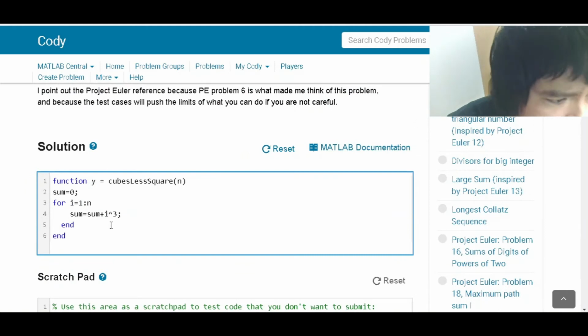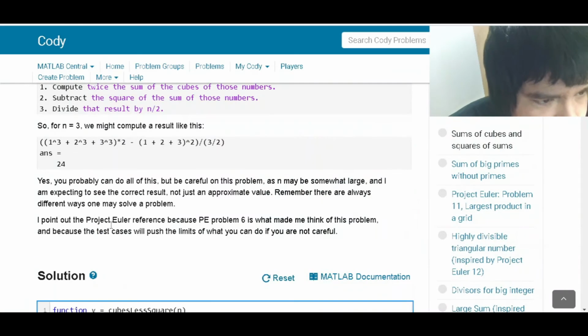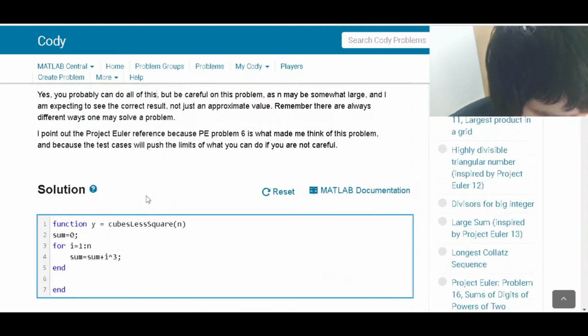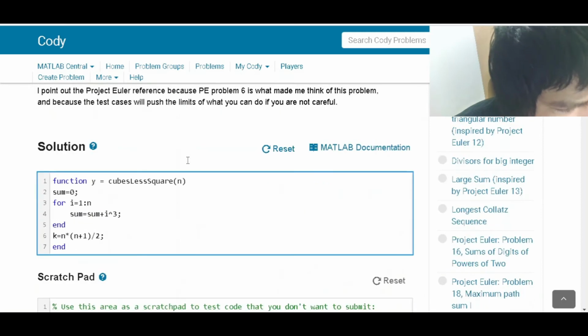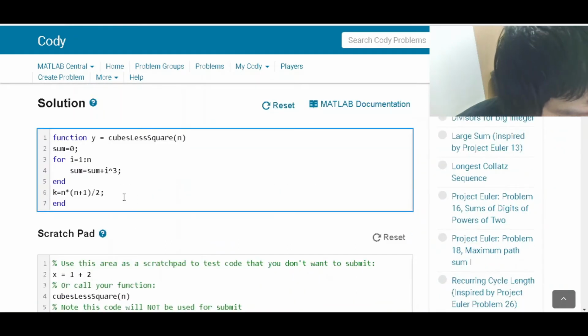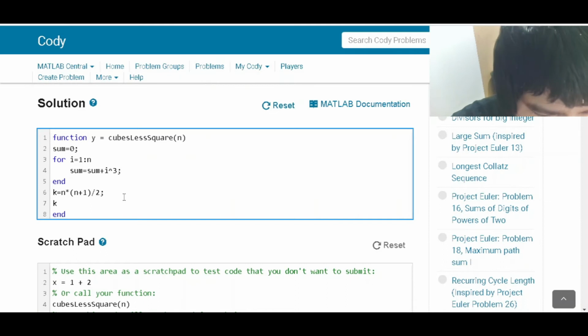We need something else? I guess not. Remember that we can get this by just using a formula. Let k equal 1 times n times n plus 1 over 2. So this is the formula for the sum of consecutive numbers. Now we need to square this. So now k is equal to k times k, and yeah, we get it.